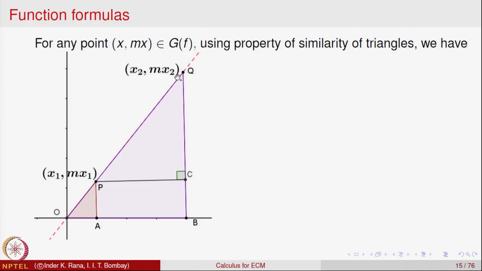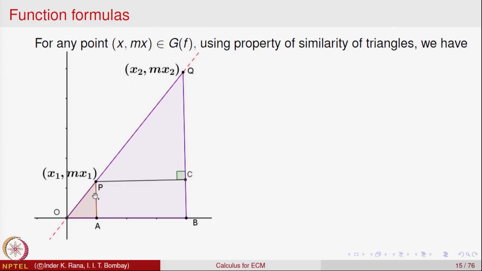So, now this is the point P, which is (x1, m x1). This is the point Q, which is (x2, m x2), y is m of x2. And (0, 0) is already on the graph. So, let us look at these 2 triangles OPA and OQB, or you can also look at the triangle PQC.